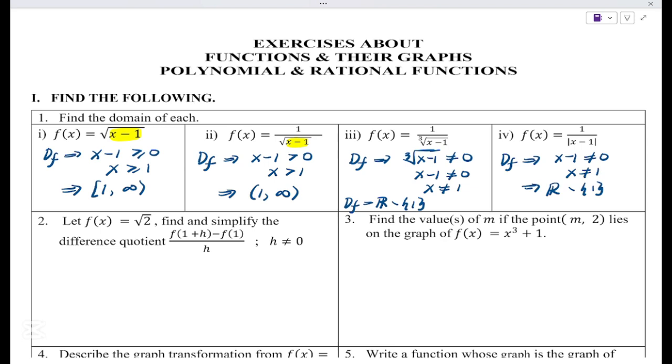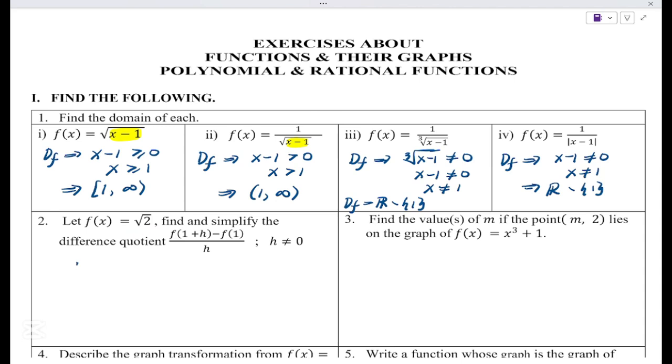For the second question, we have here the problem about the difference quotient. And this is the difference quotient where h is not equal to 0. And our given function is square root of 2. Take note that this is square root of 2, an even square root. This is a constant. So f of x is equal to a constant function.